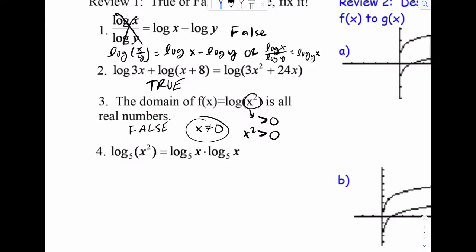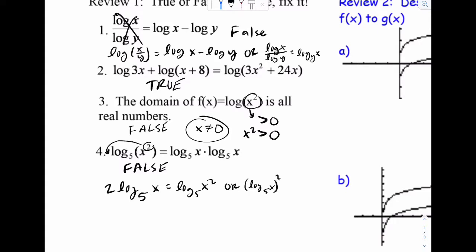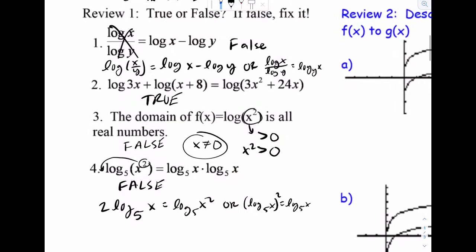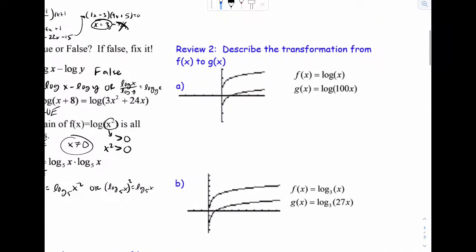And then 4, this is definitely false. We do a couple things here. We could move that 2 down here using the power rule. Log base 5 of x, like that, could be equal to log base 5 of x squared. So that's one way to fix it. Or we could write this as log base 5 of x, quantity squared. So those are some common misconceptions of logs. Let's go to number 2.